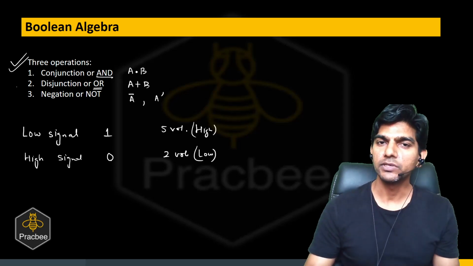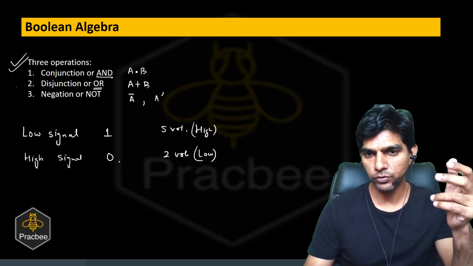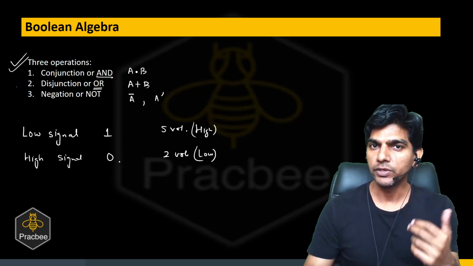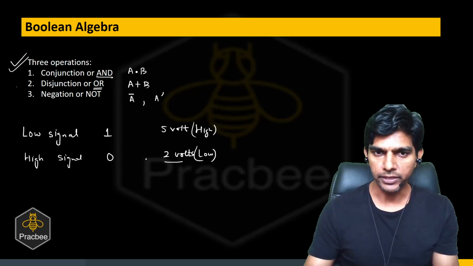It doesn't mean that 0 is always 0 volts. There has to be some difference between the high voltage and the low voltage. Low voltage can be non-zero. So if we have 2 volts, I'll call it low. If we have 5 volts, I'll call it high.